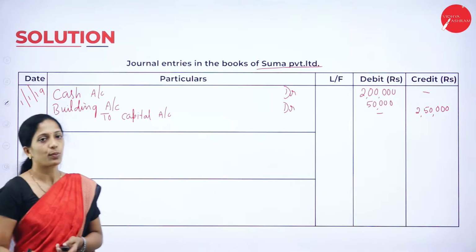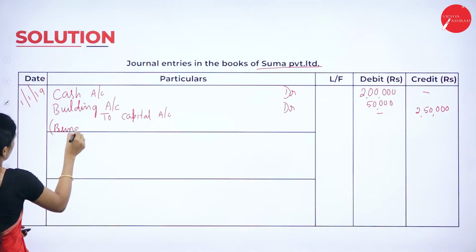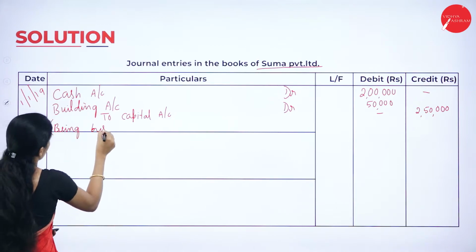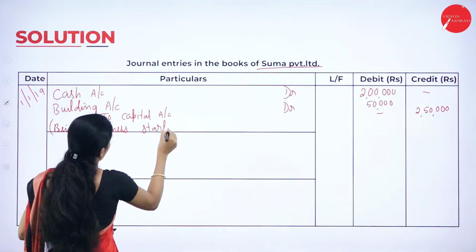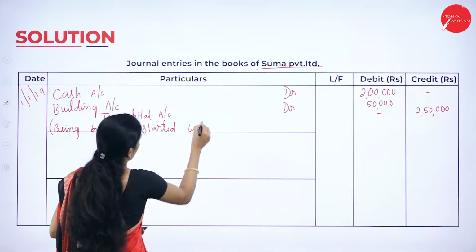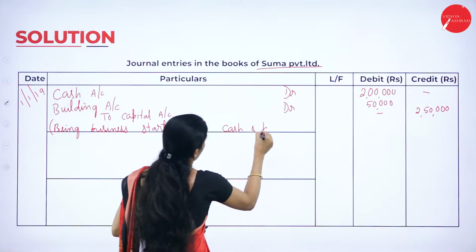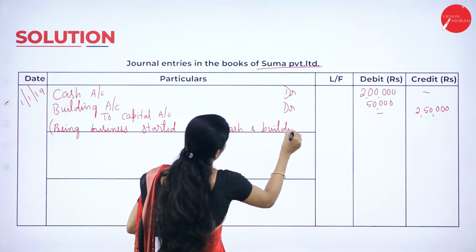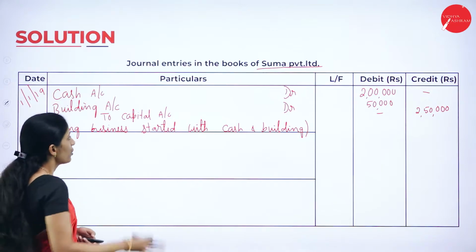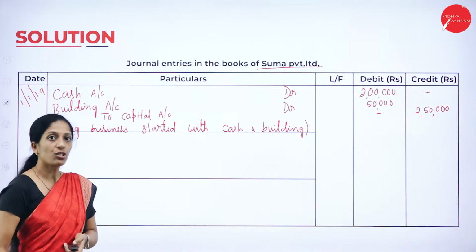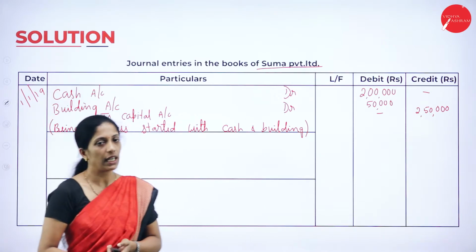Now, what is the narration you can write here? Being business started with cash and building. Close the bracket. So, this is a narration. So make sure that you will write the narration. So what is a narration? Narration is a brief explanation about the journal entry.